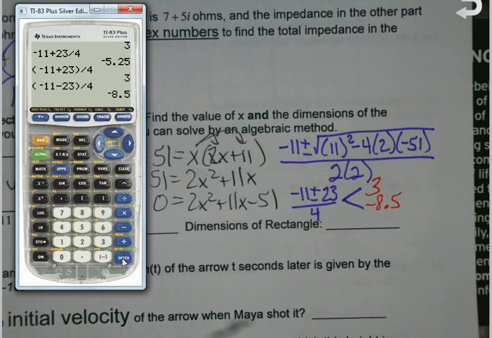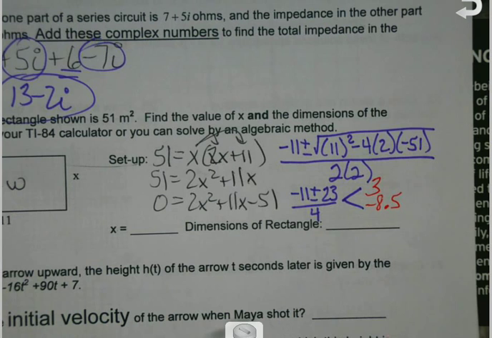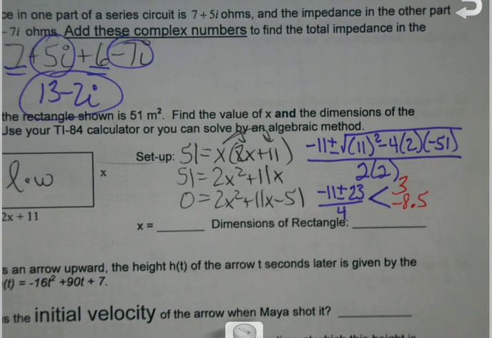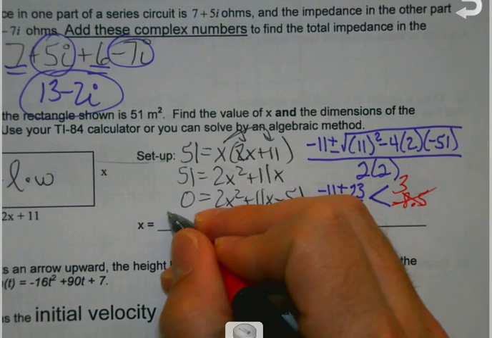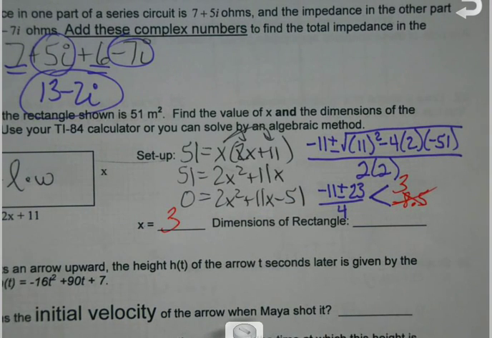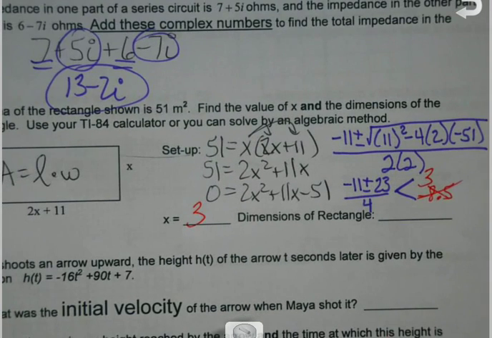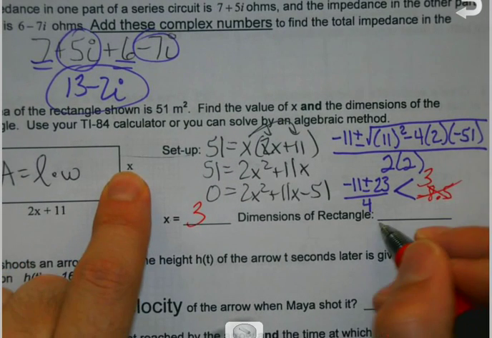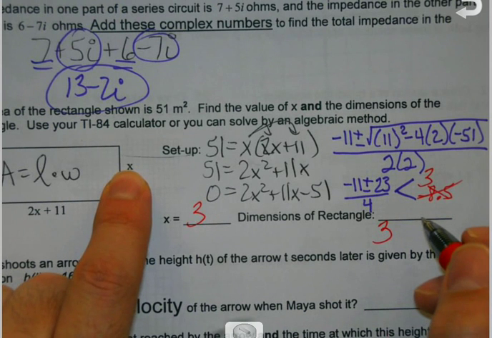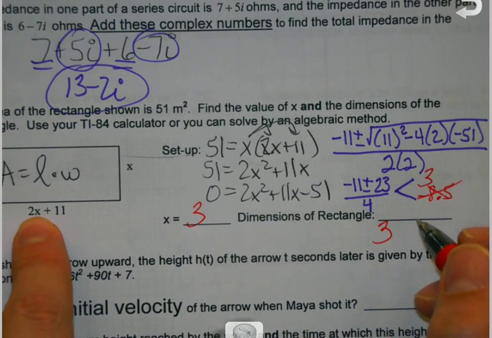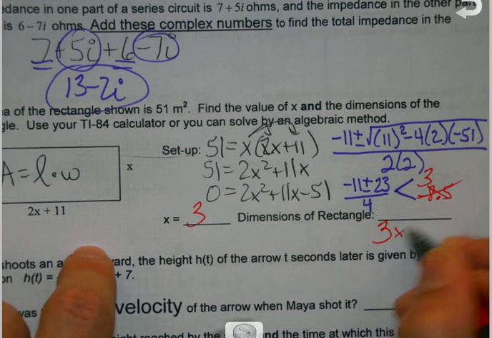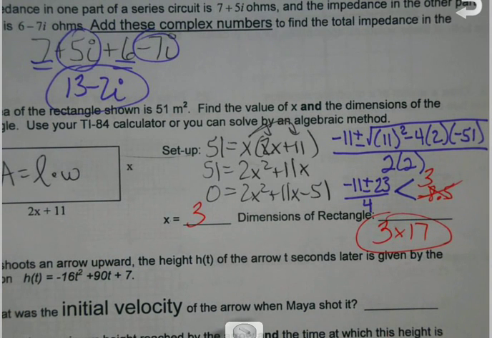okay. Do both of those answers make sense? Again, we're looking for the sides of a rectangle. Not really, okay? Negative doesn't make sense. So my x value is 3. And then the dimensions are just plugging that 3 in for the x's. So 3 there. And then 2 times 3 is 6, plus 11 is 17. And 3 times 17 is 51. I'm good. Okay, I've got that instant check in there.